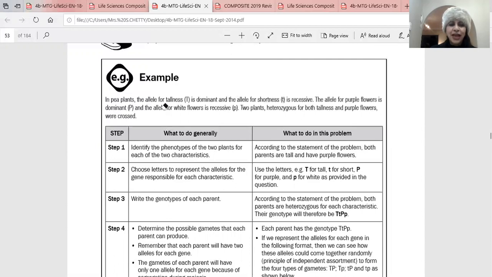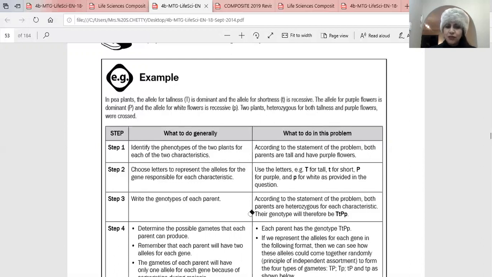In pea plants, the allele for tall plants, for tallness, is dominant over the allele for shortness. So shortness is recessive. So if I'm showing a tall plant, I can therefore show a tall plant using capital T, or capital T, small t. But I'm not just showing a tall plant because there's another characteristic I have to worry about. The allele for purple flowers is dominant over the allele for white flowers. So purple I can show using capital P, or capital P, small p.